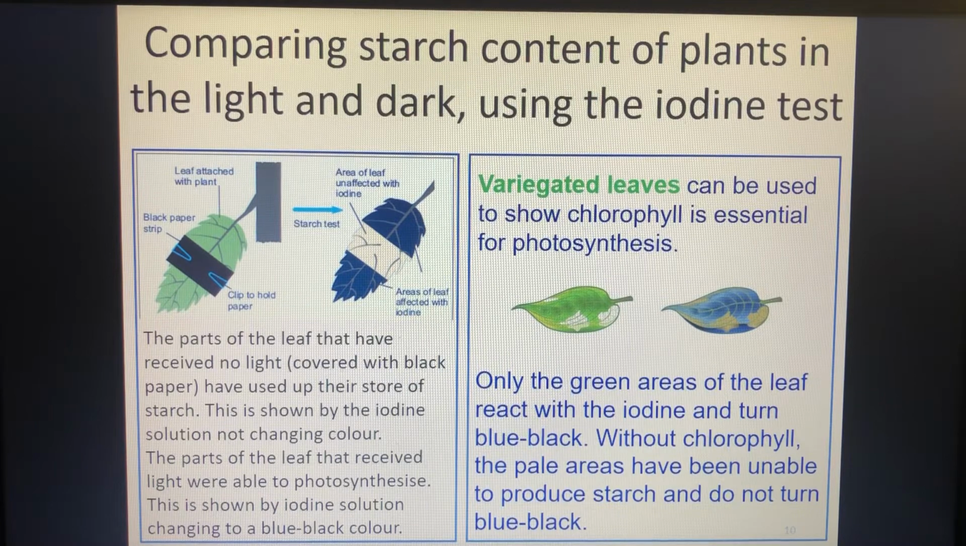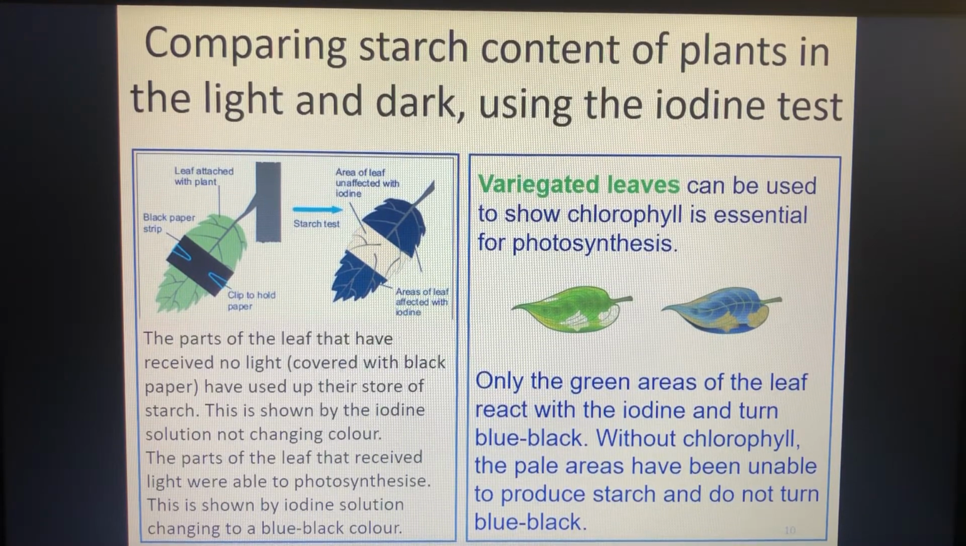And then we put it onto the white tile, we covered it in iodine, and we could compare the plant that had been in the light, the plant that had been in the dark. The one that had been in the light, we found did contain starch, which makes sense. It was still photosynthesizing all that time, producing the glucose and converting it to starch. And the one that had been in the dark, we found that it had broken down its starch store, and the iodine solution did not change colour.